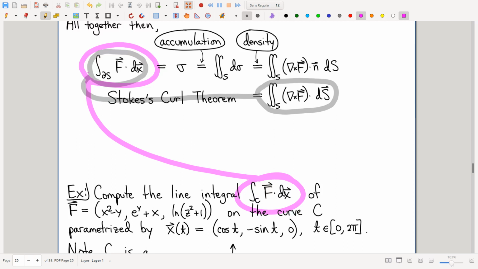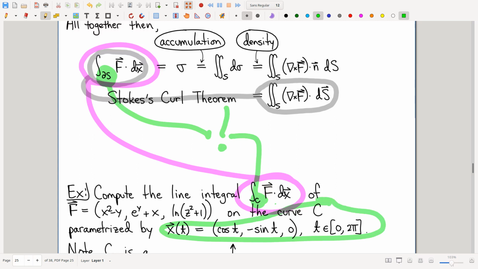Here it is. It says so right here in the theorem. Stokes's theorem only applies to boundaries. So I need, very importantly, to establish that this curve had better be a boundary. Else you cannot apply Stokes's curl theorem.